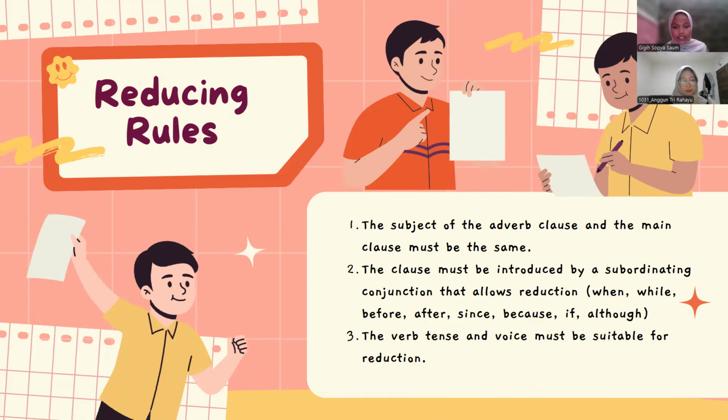The second one is the clause must be introduced by a subordinating conjunction that allows reduction. Common conjunctions for reduction include when, while, before, after, since, because, if, and although. And the last is the verb tense and voice must be suitable for reduction. Future tense structures such as will plus verb usually cannot be reduced.